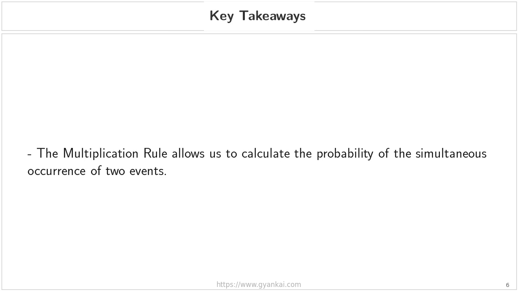Key takeaways. First, remember that the primary purpose of the multiplication rule is that it provides us with a reliable method to calculate the probability of the simultaneous occurrence of two events. That is, finding the probability that both event E and event F happen together.